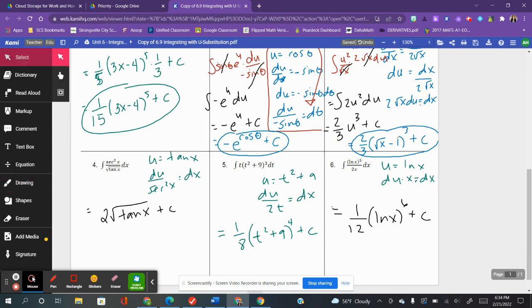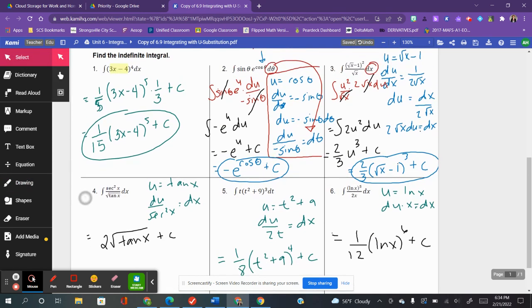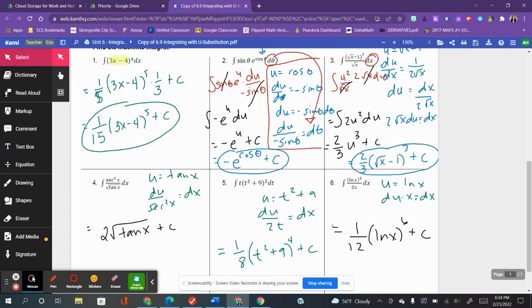Okay, so let's go ahead and take a look. Answers that you should have for problem 1, that was just a linear function inside. And so the antiderivative of x to the 4th would be 1/5 x to the 5th. Whatever was inside stays there, times 1 over the derivative of the inside, or dividing by the derivative of the inside.